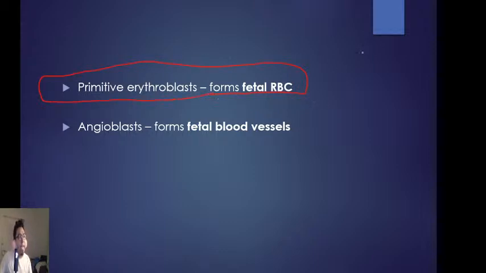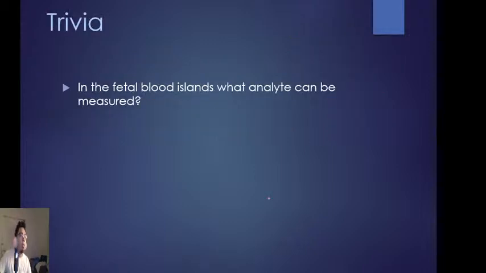What specific analyte in routine CBC or in hematology can we measure? Alright? So for example, if I were to harvest these cells, what can I measure? Fetal RBCs, primitive erythroblasts. What do you think? What analyte can I measure? This is the question for this trivia question. Anybody?